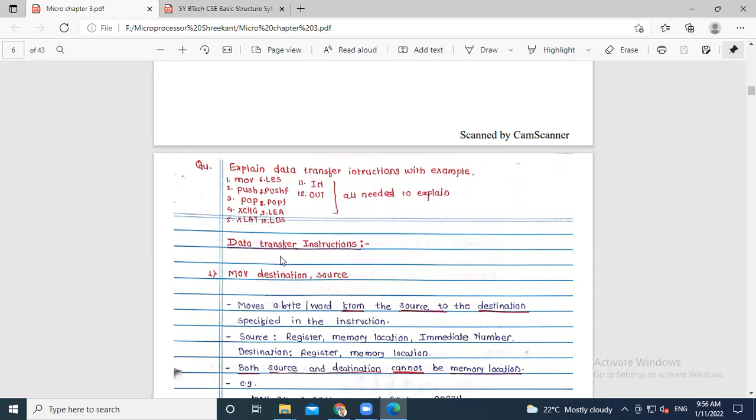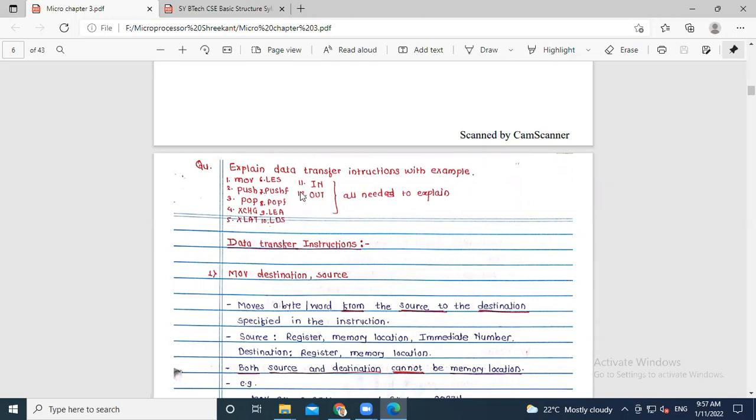In the offline examination, sometimes they may ask the question: explain the data transfer instructions with an example. So these are the data transfer instructions: move instruction, push instruction, pop instruction, exchange instruction, XLAT, LEA, LDS, LES, PUSHF, POPF, IN, OUT. These 12 instructions we call data transfer instructions.